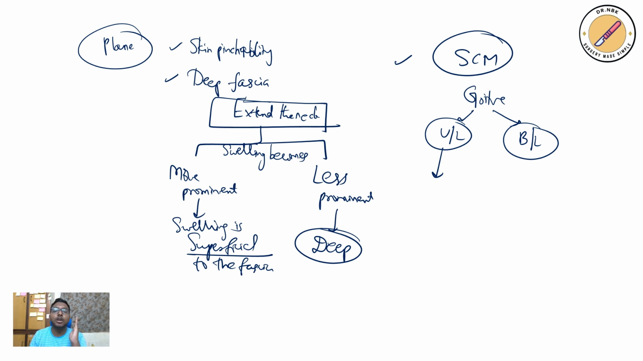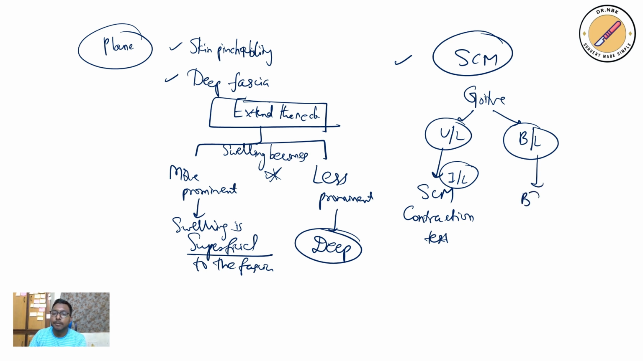Then you need to ask the patient to turn the face to the opposite side. Meanwhile, you will be keeping your hand on the cheek of the patient and you will ask the patient to push it against resistance. Then the sternocleidomastoid muscle will become prominent. Again, you will check what is happening to the swelling. If it is becoming more prominent, it is present superficial to the sternocleidomastoid. If it is becoming less prominent, it is present deep to the sternocleidomastoid muscle. So this is something called sternocleidomastoid contraction test. That is ipsilateral.